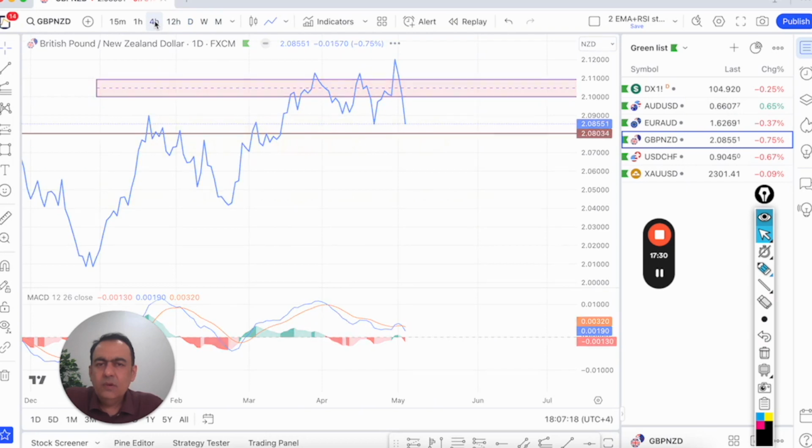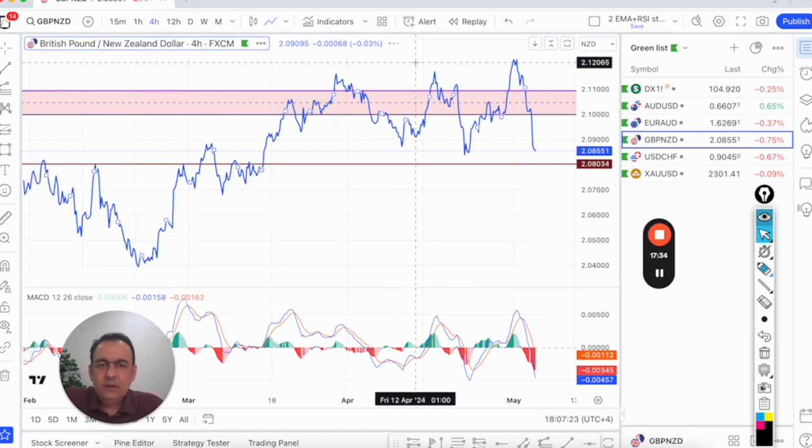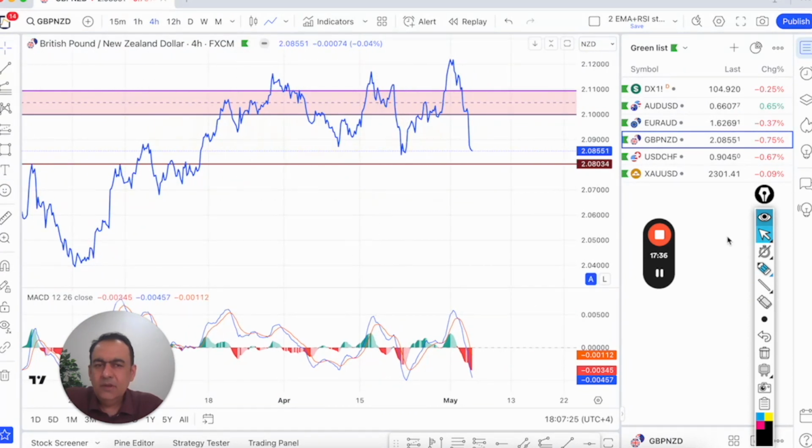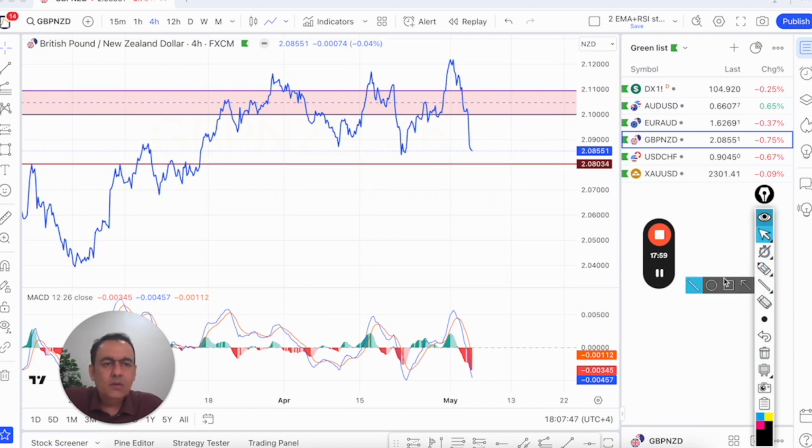Now moving to the 4-hourly chart, we can expect that Pound New Zealand can take support at a major support area here. So we have support and BS level here, BS level coming from the daily chart. We also have some major support at this level, that is 2.08. So we can expect short-term retracement and then continuation in the downward direction in the upcoming week. So the plan for Pound New Zealand is to sell on the rise.